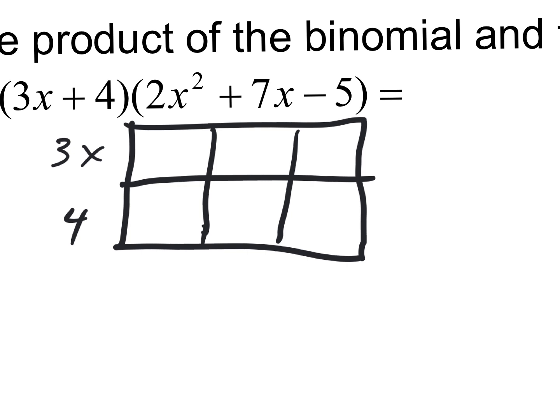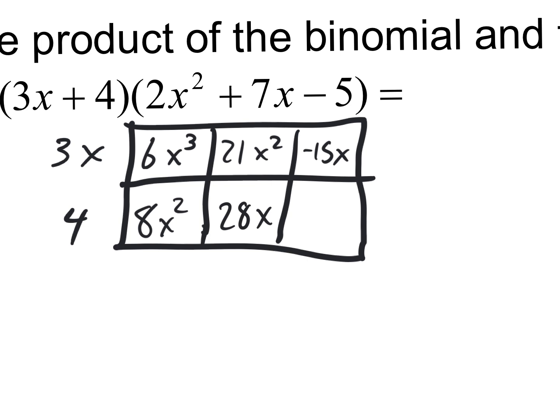So 3 times 2 is 6. x times x squared is x cubed. Again, remember we add the exponents. 3 times 7 is 21. x times x is x squared. 3 times negative 5 is negative 15. And there is no x, so it just stays as 1x. Do the bottom row here. 4 times 2, that's 8x squared. 4 times 7 is 28x. And 4 times negative 5 is negative 20.